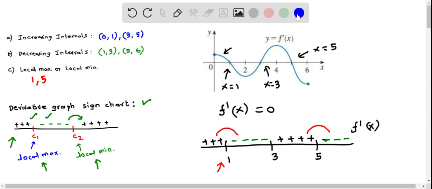And then when you look at the other critical point at x equal to 3, it changes from negative to positive. That is this C2. So it is a point of local minimum. So we have x equal to 3 is the point of local minimum. So we have determined the increasing intervals, decreasing intervals, as well as the local maximum or local minimum from the derivative graph of this function.